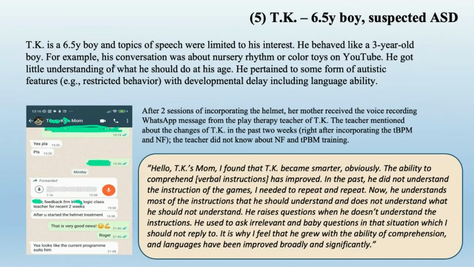For example, his conversation was about nursery rhymes or colorful toys on YouTube all the time. He would not change the subject according to his teacher or his parents. He had little understanding of what he should do at his age. He presented some form of autistic features with developmental delay, including language ability.